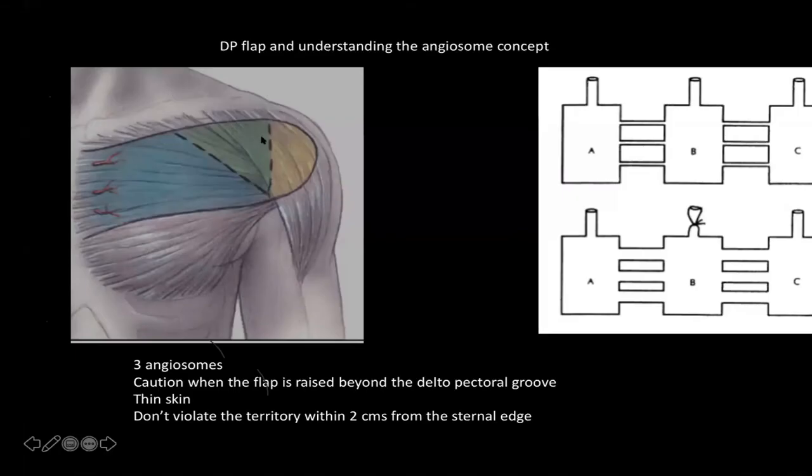So you might have to do a two-staged transfer if the reach of the deltopectoral flap is quite high, in the face or in the ear or something like that. Otherwise, if it's for the cervical neck or for the pharynx, then you can reliably take skin up to the deltopectoral groove. And when you raise a flap, do not violate the territory within 2 centimeters of the sternal edge, because that's where the intercostal perforators enter into the skin.